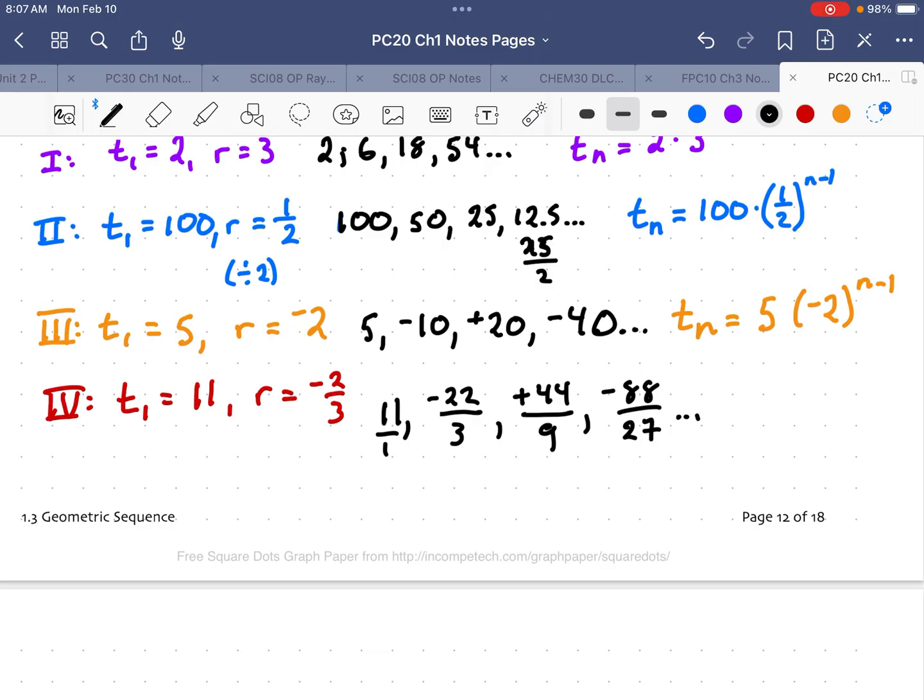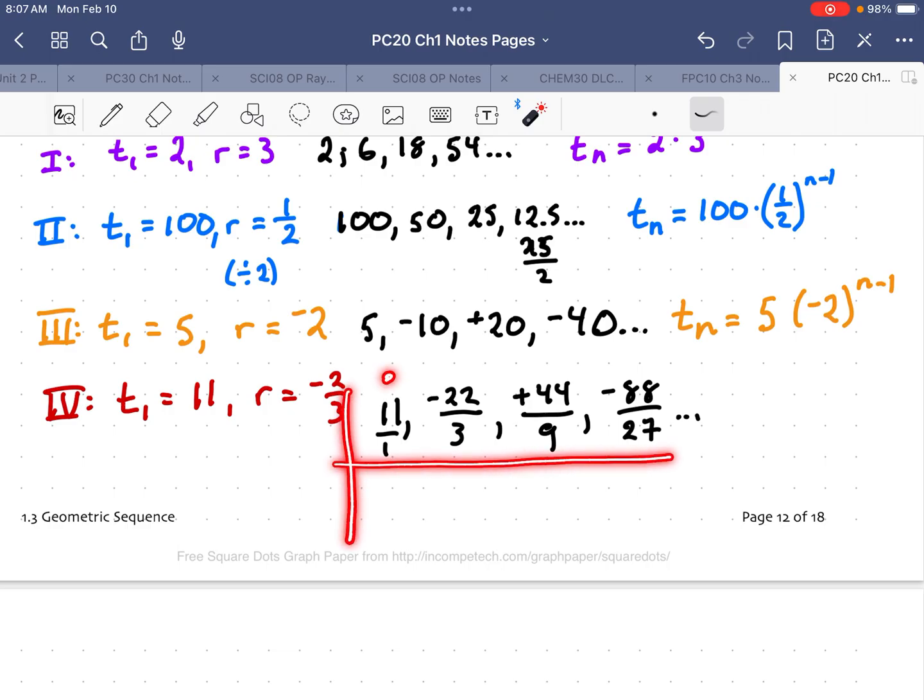So working with fractions can make things easier and easier. Now, if we look, this one starts up, let's say that this is our line of 0. Starts at 11, goes down here, comes back up, goes down here, comes back up. That's kind of how the graph of this would look.